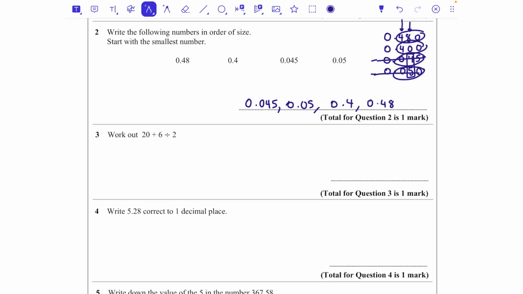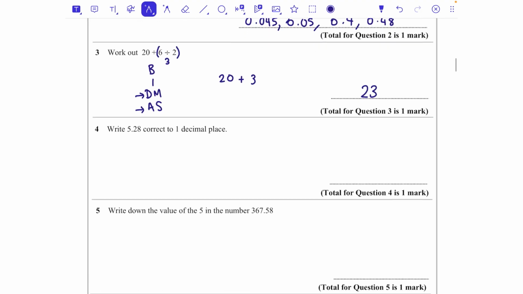Okay, question number 3, work out 20 add 6 divided by 2. Now this is going to be BIDMAS, so brackets, indices, division and multiplication are on a level and we just work from left to right, and addition and subtraction are also on the same level, and again we just work from left to right. Here I've got a division and an addition. So the division is more important, so we're going to do this bit first. So I'm going to end up with 20 add 3, because 6 divided by 2 is 3. 20 add 3 is 23, for 1 mark there.